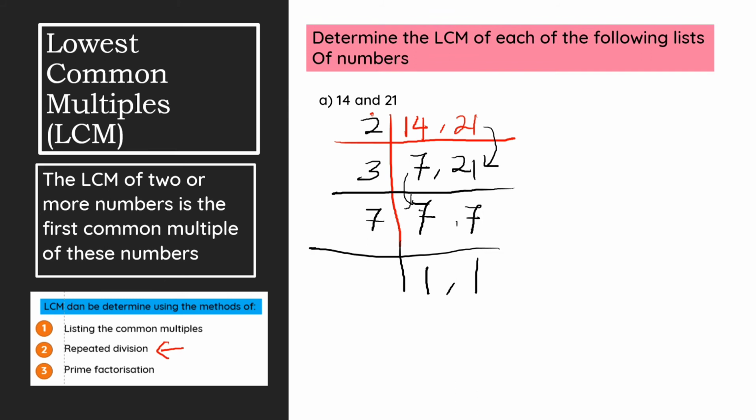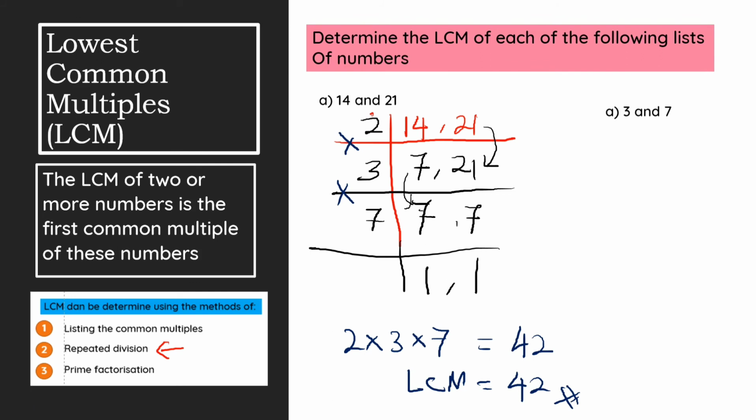Next, what we need to do to find the LCM is to multiply these numbers. 2 multiplied by 3 multiplied by 7 equals 42. So the LCM is 42.